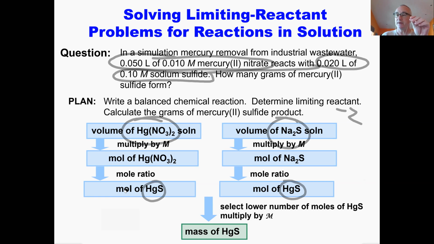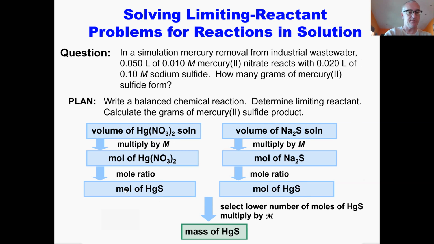So how do you figure out which one is limiting? How would you do that? What would be your game plan for this sort of problem? So if you had that in a test, what would be the first thing you would do? Yeah, lay out the reaction. Figure out what the reaction is going to be. So let's do that super quick.